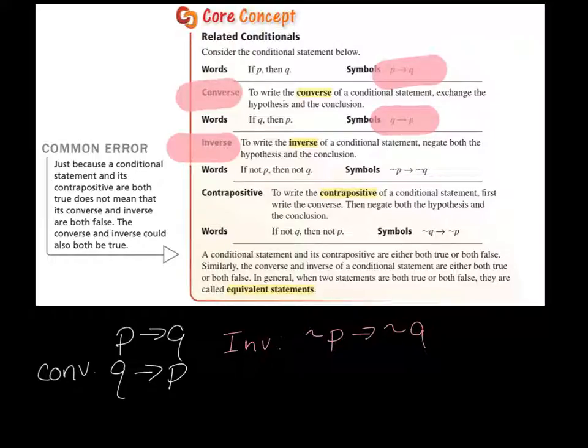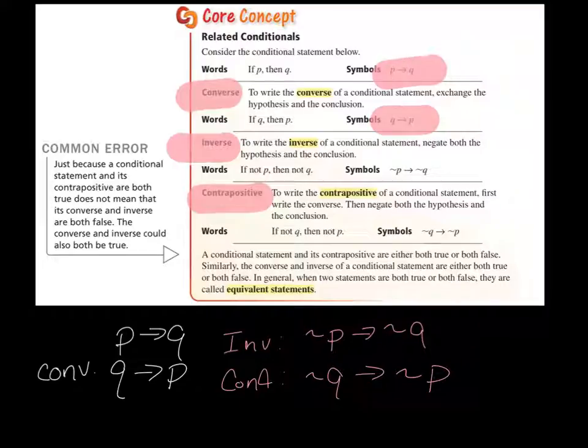And then the last one is the contrapositive, and that's where we negate and flip. So the contrapositive, we're going to say not Q implies not P. Now, when you know some rules really well, it's pretty easy to tell whether those are true or false statements.